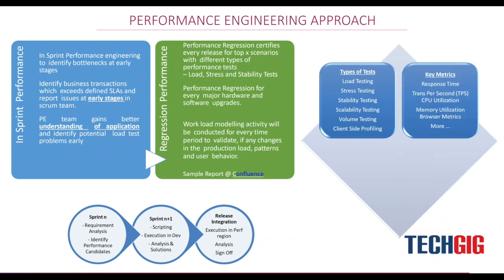Yes, so we discussed the types of tests. Let's talk about the key metrics. In the performance test results, we'll be analyzing the transaction response time, which is the major key thing which tells which transaction is consuming the most time and which transaction is breaching the SLA. Next, transactions per second, how many transactions were executed per second, and also CPU utilization, memory utilization. These are the various metrics that we provide in the report.